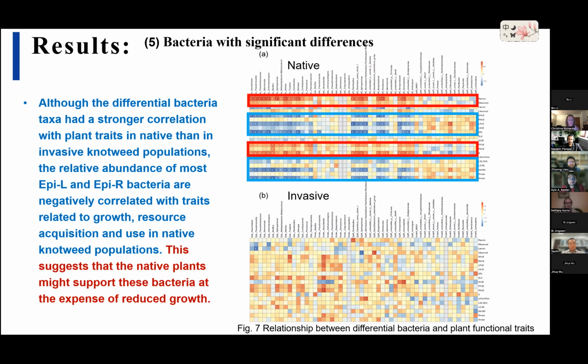And this result maybe suggests that the native populations might support those bacteria at the expense of reduced growth. It means maybe the resource is limited. If the native ones want to recruit more of these bacteria, it may be a pure trade-off between the growth and the bacteria.